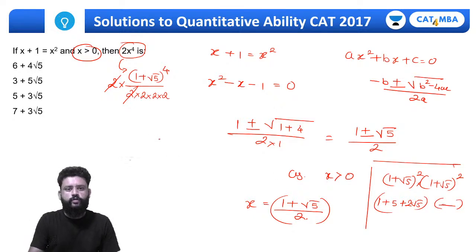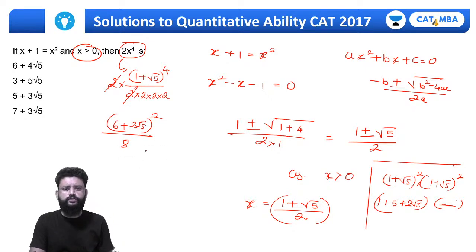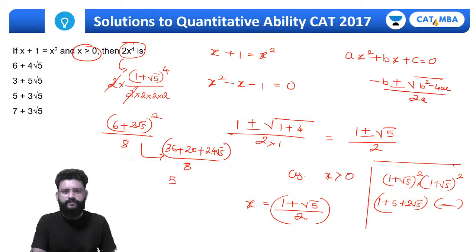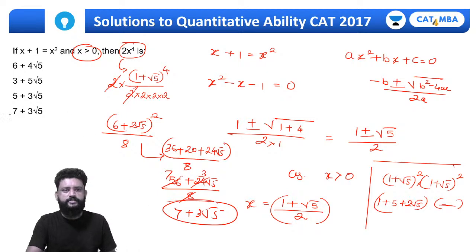This will be the same answer. Okay, so I can write it as (6 plus 2 root 5) whole square divided by 8. Now if we solve (6 plus 2 root 5) whole square, 6 square is 36 plus 2 square and root 5 square will be 5. 2 square 4 into 5, that will be 20, plus twice of 6 into 2 into root 5. So twice of 6 into 2 is 12, twice of 12 is 24, 24 root 5. This divided by 8, so this is 56 plus 24 root 5 divided by 8. 8 sevens are 56 and 8 threes are 24, that is 7 plus 3 root 5, which comes out as the last answer option, which is answer D.